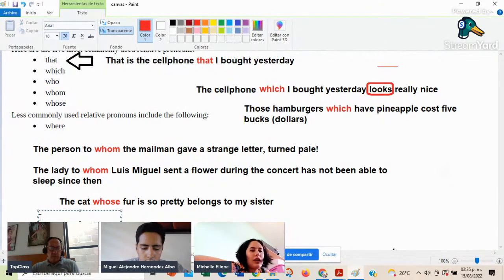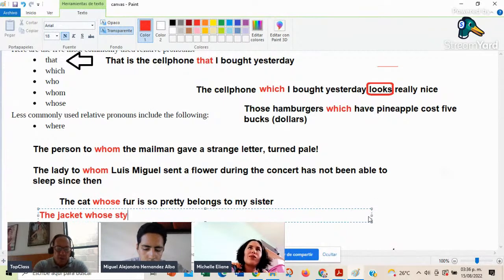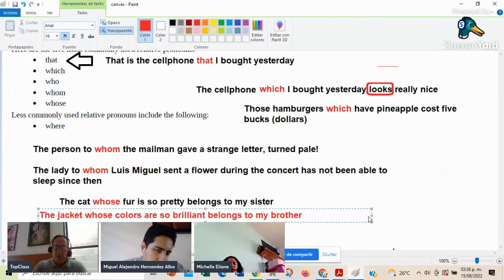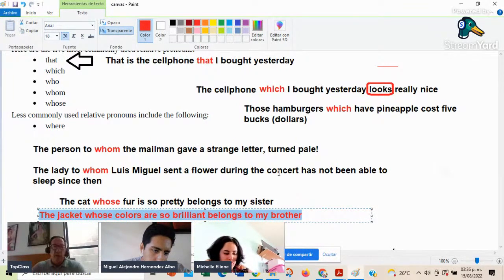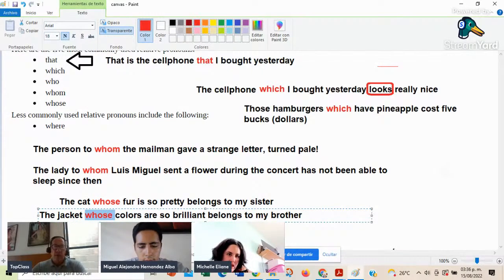The jacket whose style, whose colors are so brilliant belongs to my brother. Perfect. Very good example. So whose in this case indicates that the colors are the colors of the jacket. Good example, Mitch. Thank you.